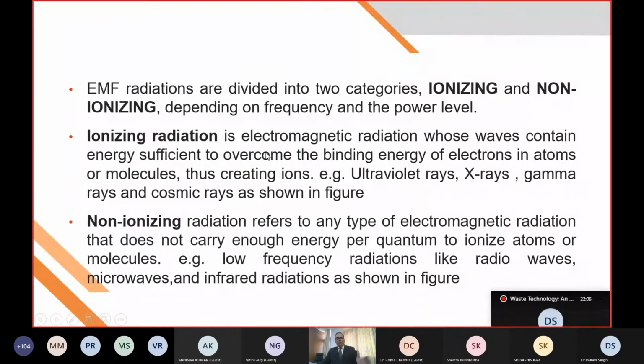So by definition, ionizing is electromagnetic radiation whose waves contain energy sufficient to overcome the binding energy. It means if it ionizes the material, the bond will definitely break down. So it is ultraviolet, X-ray, gamma rays, cosmic rays. Non-ionizing doesn't have sufficient energy. Then why are we worrying, if it is not ionizing the material, that non-ionizing is quite dangerous to health?